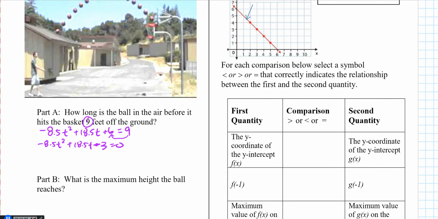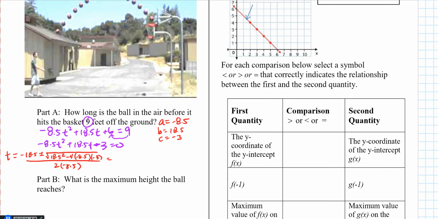Very limited on space, so I'm going to condense my work a little bit. A, B, and C. So I have t is equal to negative 18.5 plus or minus the square root of 18.5 squared minus 4 times negative 8.5 times negative 3, all over 2 times negative 8.5. And I know that because those are decimals, I'm going to get a whole bunch of decimal answers.